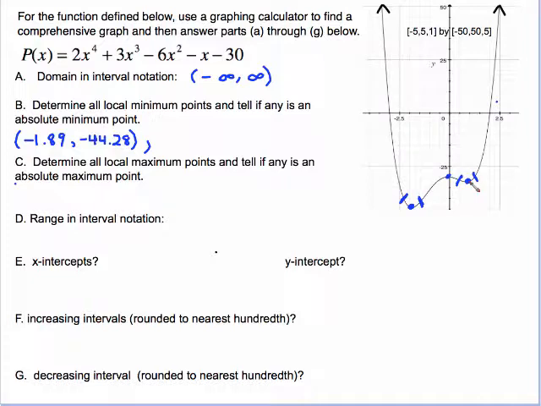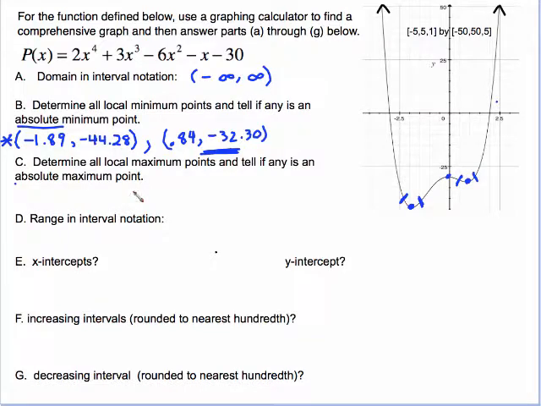The next question that comes up is guess. Hit enter after that. And the calculator says 0.839, which rounds to 0.84, comma, y value negative 32.30. So this one right here is a local minimum. This one right here is a local minimum and an absolute minimum point.